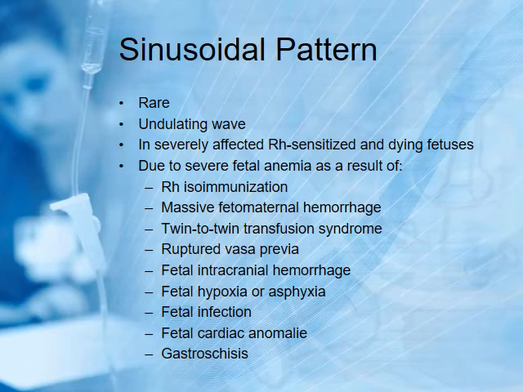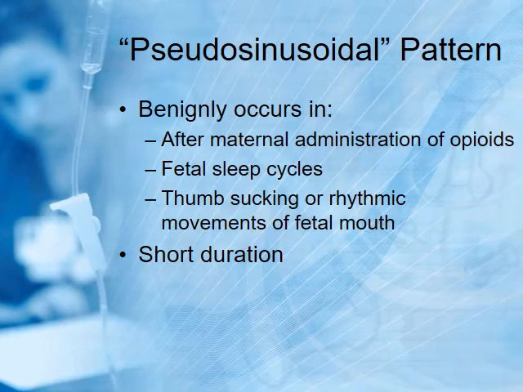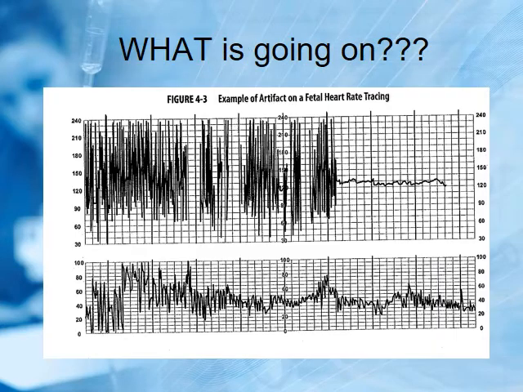If you want to refer to this, I'm not going to go through this, but these are some reasons you may get that, and a lot of them are fetal anomalies, or it can be medications. Pseudosinusoidal is the fetal sleep cycles, thumb sucking or rhythmic movements. They're short duration. Mom getting opioids will potentially cause what's called a fake sinusoidal pattern.